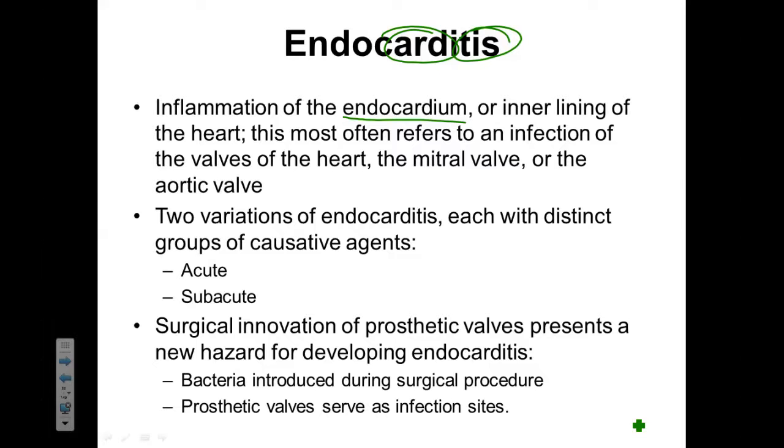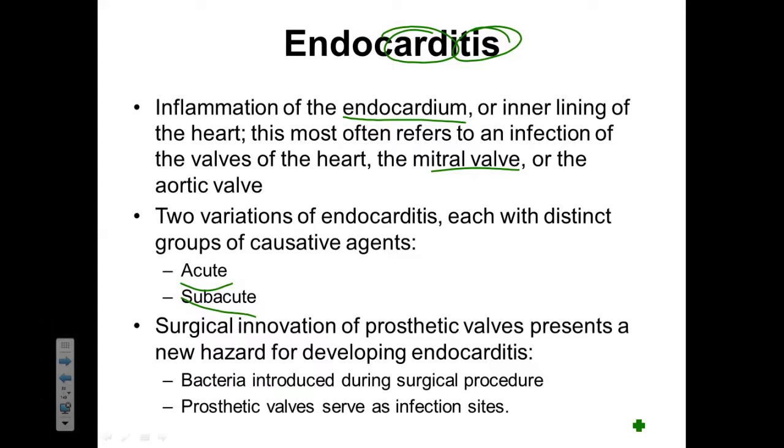We have our left and right AV valves, and then the pulmonary semilunar and the aortic semilunar valves as well. Mitral valve is kind of an archaic term that's still occasionally used. We'll have a couple variations of endocarditis. So we have the bad one and the not as bad one, the acute and subacute versions.